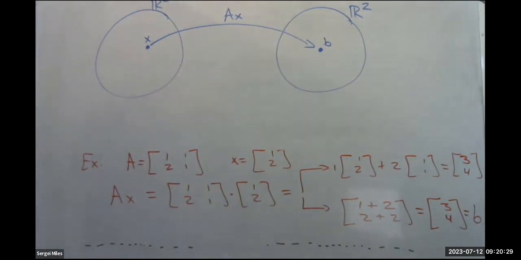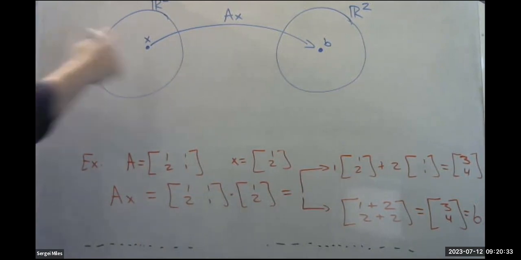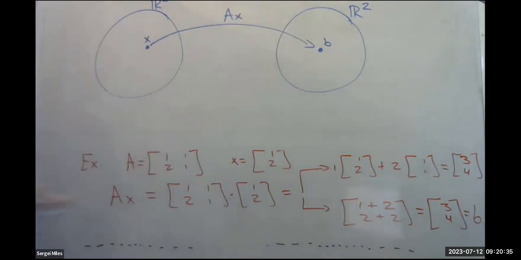But the point here I want to start getting us familiar with is this idea that A can transform a vector to a new vector, and that can possibly be an entirely different space. In this case, it's the same. That's because we have a simple example here. Why does this go to R2?